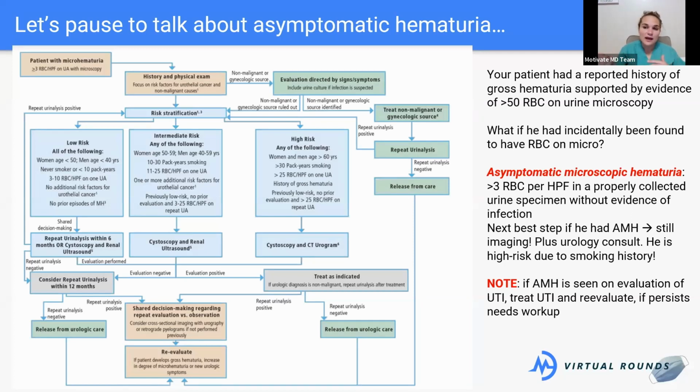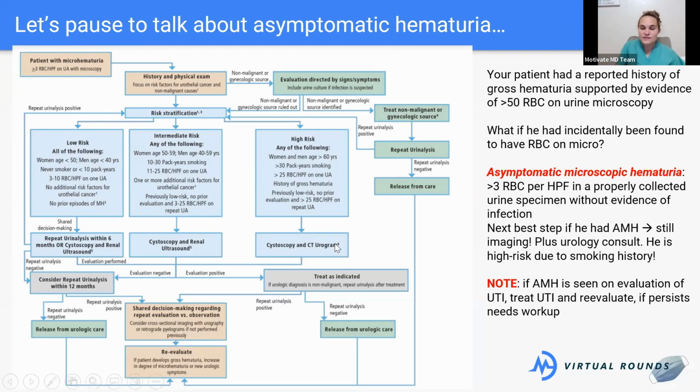And so what you would do in that case is risk stratify the person. What we do for risk stratification is basically look at age, look at smoking, look at how many red blood cells you see on high power fields on that microscopy, and then additional factors as well. And that will tell us what kind of imaging we have to do.